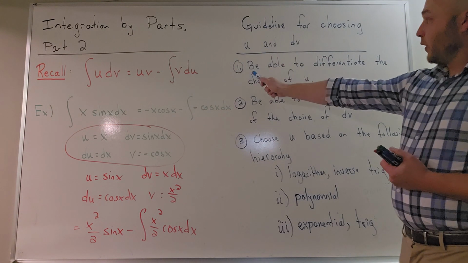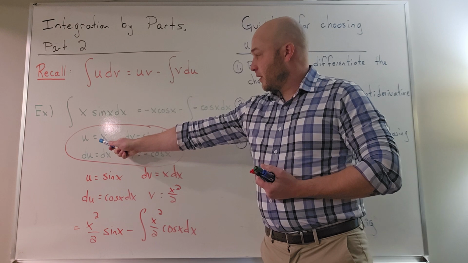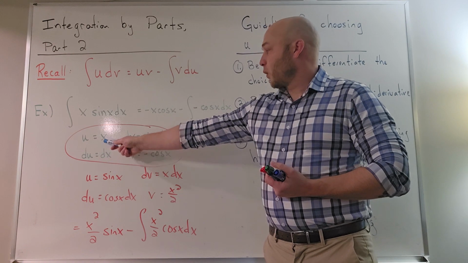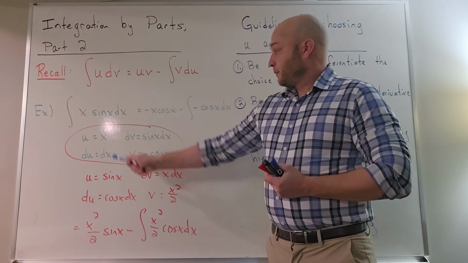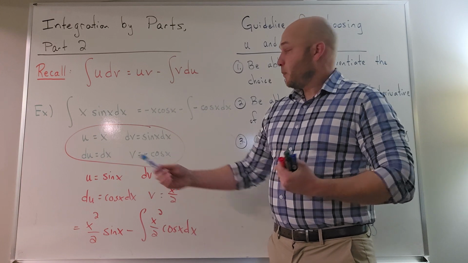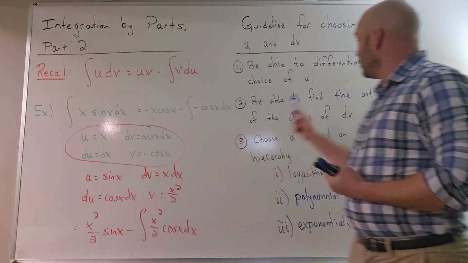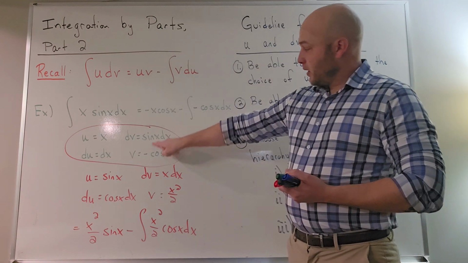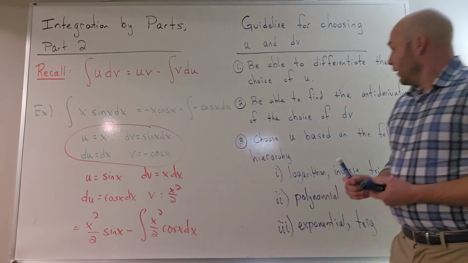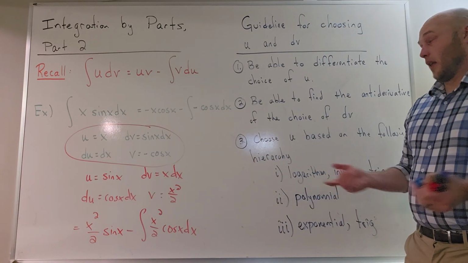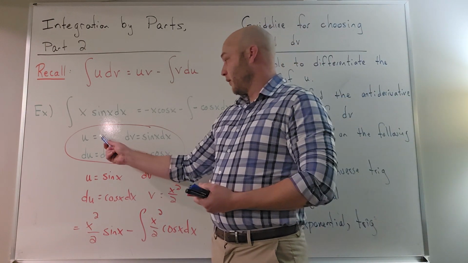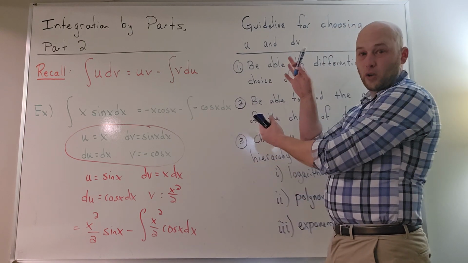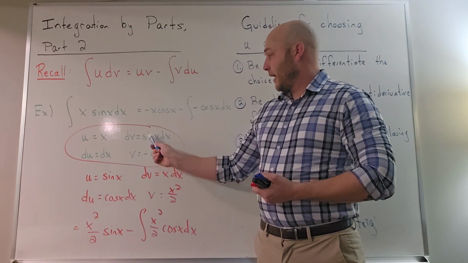All right, first requirement. I need to be able to take the derivative of this. So I need to be able to differentiate this function right here, which of course I could do for both of them, so that doesn't really narrow it down. But I need to be able to differentiate my choice of u. I also need to be able to find the antiderivative of the choice of dv. Notice going from here to here, I took an antiderivative. Therefore, that was a solid choice. However, once again, I can take an antiderivative of both of those, so this doesn't narrow it down. But those are two initial requirements: I have to be able to differentiate here and find an antiderivative here.